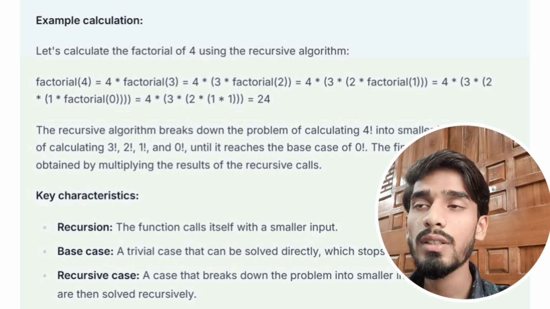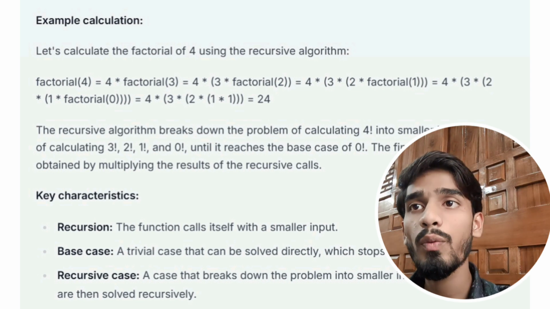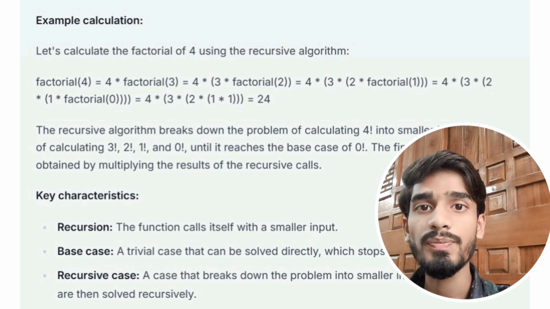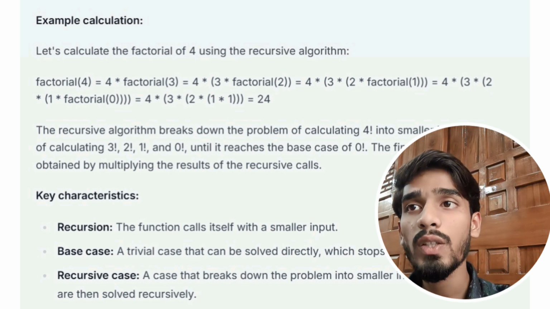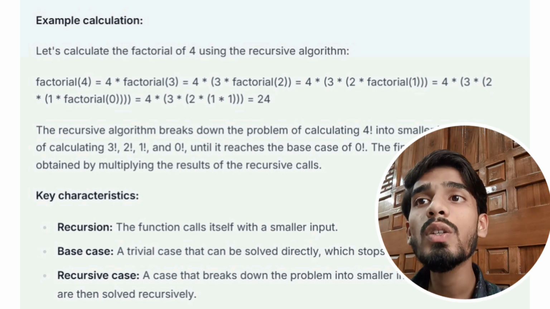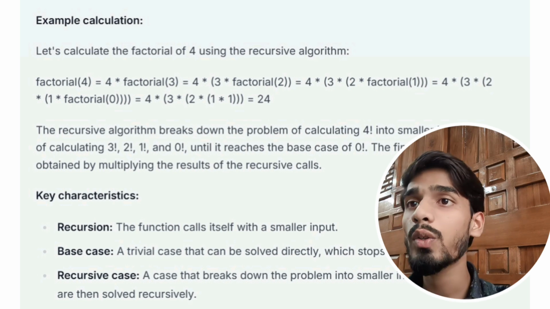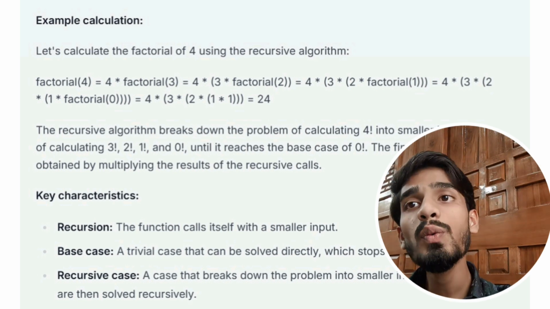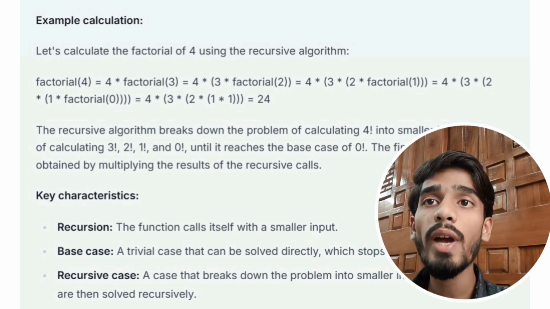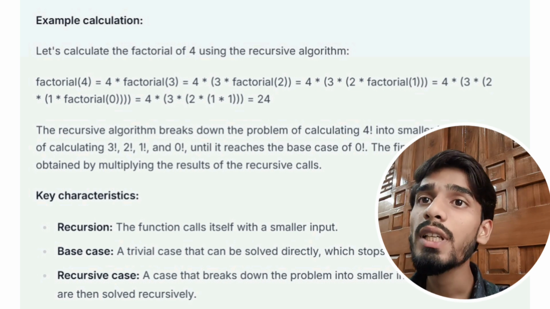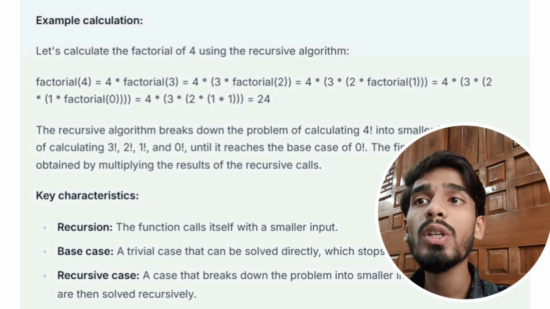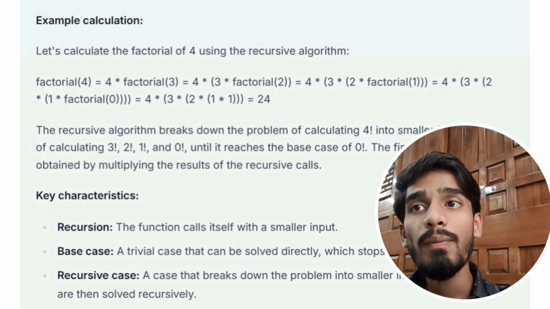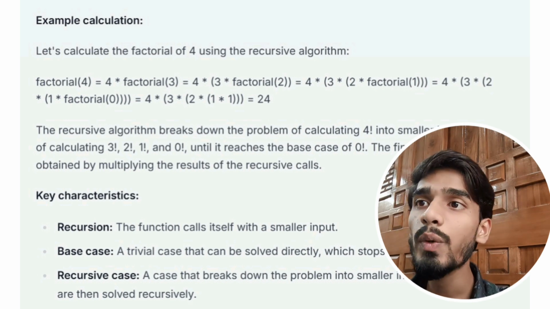Now let's calculate the factorial of 4 using the recursive algorithm. Factorial of 4 is equal to 4 into factorial of 3, which is equal to 4 into 3 into factorial of 2, which is equal to 4 into 3 into 2 into factorial of 1, which is again equal to 4 into 3 into 2 into 1 into factorial of 0. So after multiplying all this, we get 24.